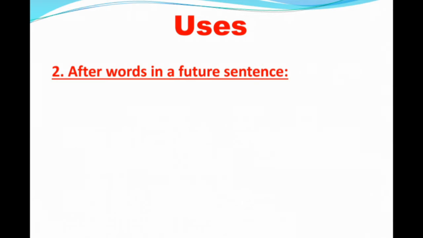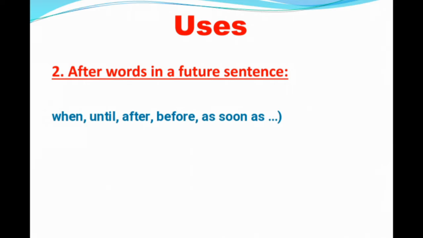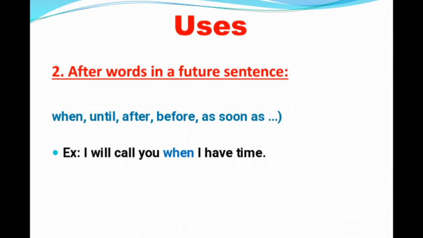Perfect. The second use: afterwards in a future sentence. تكون الجملة فيها شقين كما رأينا في المثال السابق. الأول يكون في المستقبل والثاني الذي يأتي بعد هذه الكلمات when, until, after, before, as soon as هو اللي يكون في الحاضر. The present tense simple. Like the example, I will call you when I have time. I will call you, that's the first verb. And the second is after when: when I have time.